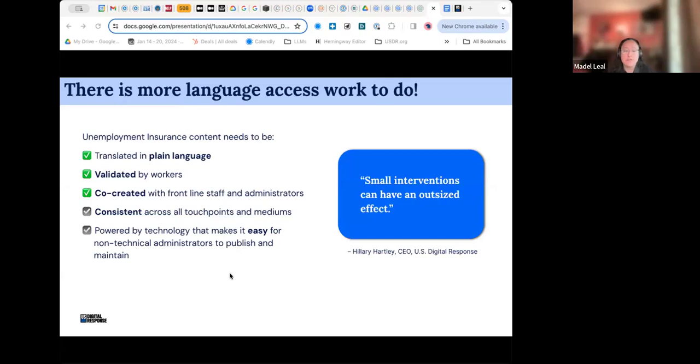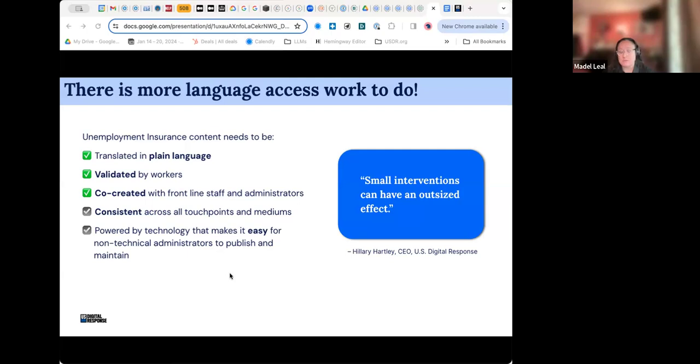And lastly, there's still more language access work to do. Marcie and I are diligent in continuing this work, but through our work with New Jersey, we were able to translate content in plain language, validated by workers, by claimants and call center agents to provide us additional validation. We co-created with frontline staff and administrators. So again, this process was iterative, and it really helped that they were open-minded, and also keen and curious to learn more about those user experiences in real time.